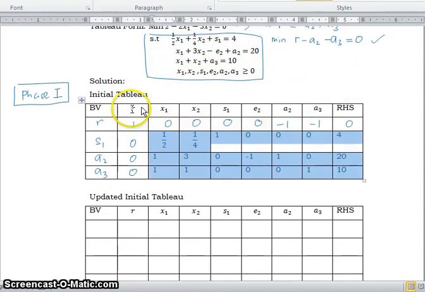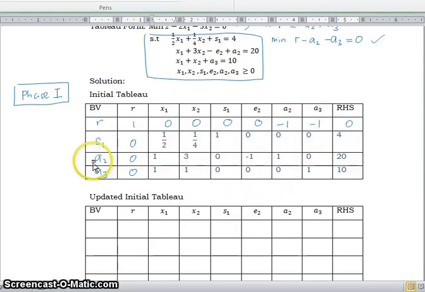In the initial tableau, we can see that the coefficient of S1 is 0 in row 0, but A2 and A3 have -1 coefficients in row 0. We know that every basic variable must have 0 coefficient in row 0. We need to eliminate A2 and A3 from row 0. To eliminate A2 and A3 from row 0, we need to update row 0.